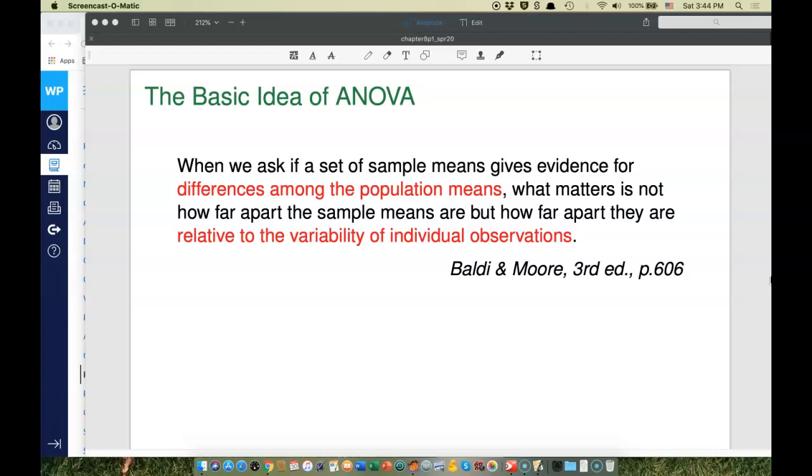When we ask if a set of sample means gives evidence for differences among the population means, what matters is not how far apart the sample means are, but how far apart they are relative to the variability of individual observations. Okay, so what you should have in mind when you think about that is the following.